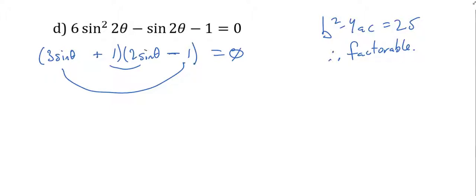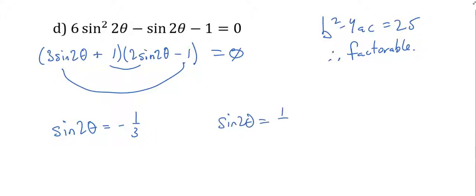Wait, isn't it sine 2 theta? Yes, thank you. Very good. So 3 sine 2 theta plus 1 and 2 sine 2 theta minus 1. So we've got 2 different brackets to do here. That means, I hope you can follow me on this, sine 2 theta equals negative 1 over 3, and sine 2 theta equals positive 1/2.